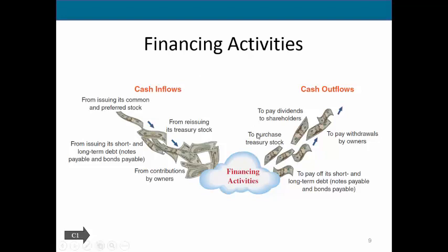So then our cash outflows are if we purchase treasury stock, if we pay dividends to our shareholders, pay off any type of our debt, whether it's short-term or long-term, or if we pay withdrawals by our owners.